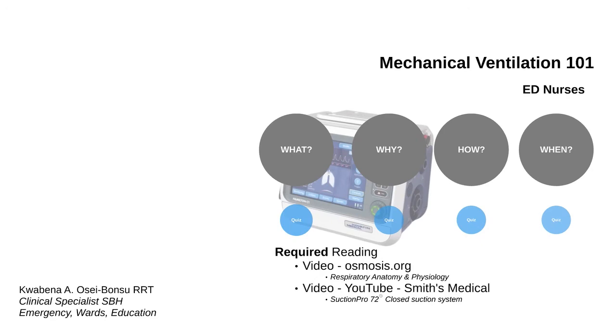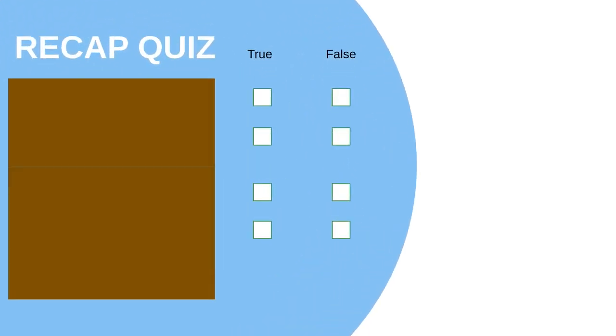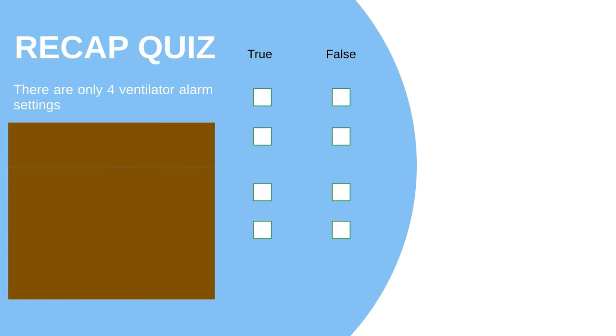So let's go through our last quiz. There are only four ventilator alarm settings. That is false. There are actually more, but the ones that are shown in that table are the most common ones, and therefore I thought those would be the ones that you should keep in mind.